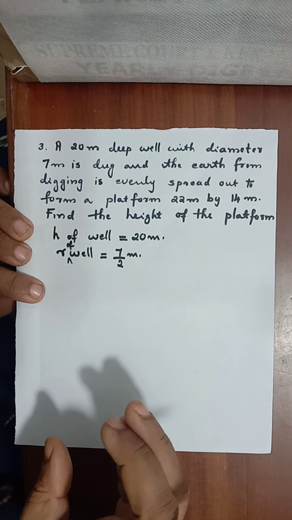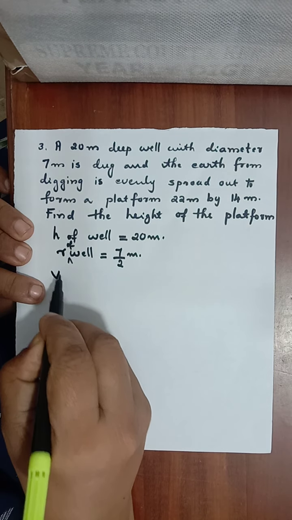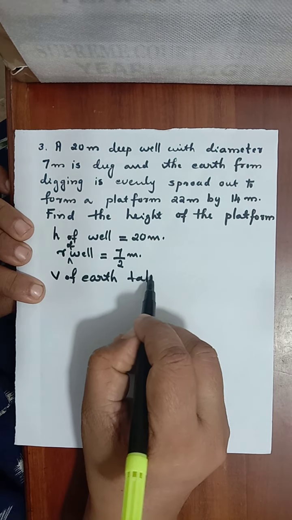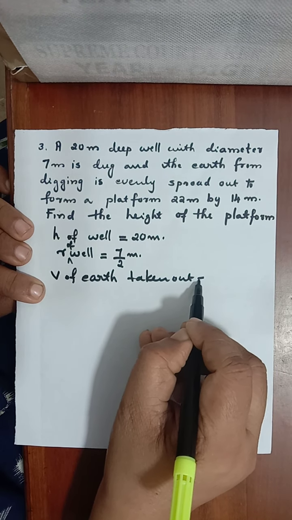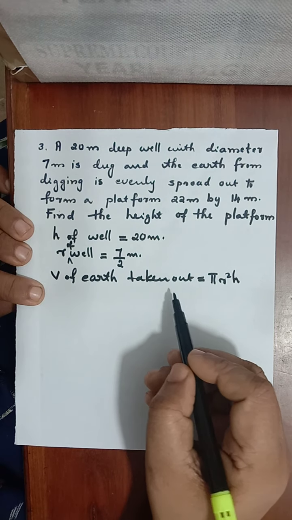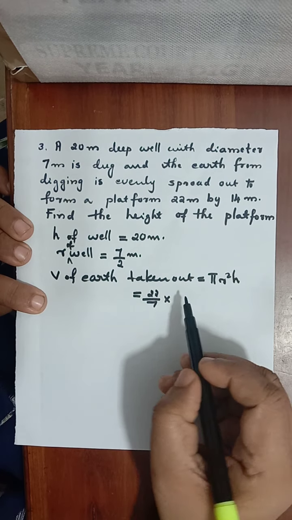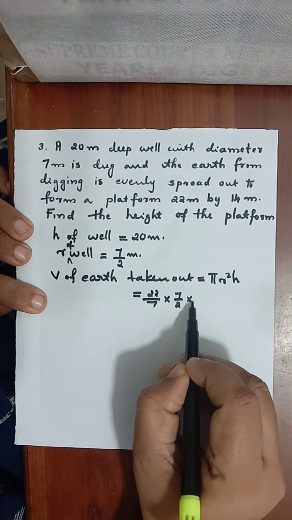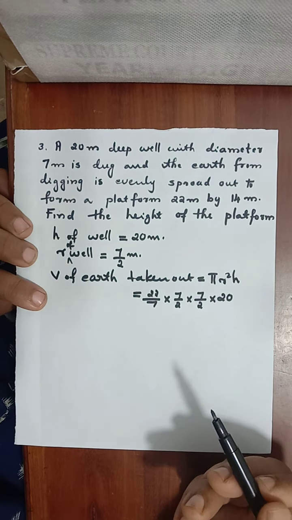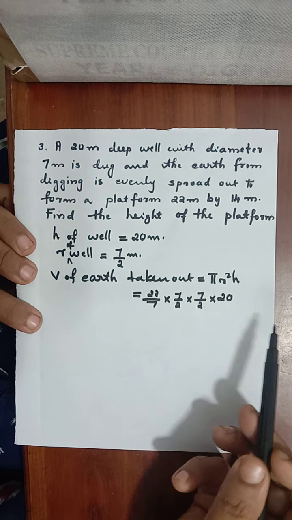or volume of well. Volume of well or volume of mud taken out, volume of earth taken out, is equal to pi r square h. So pi value we will substitute as 22 by 7 into radius. Radius is 7 by 2 into again 7 by 2 into height of the well is 20. Let it be there. Now this earth is used for making the platform.